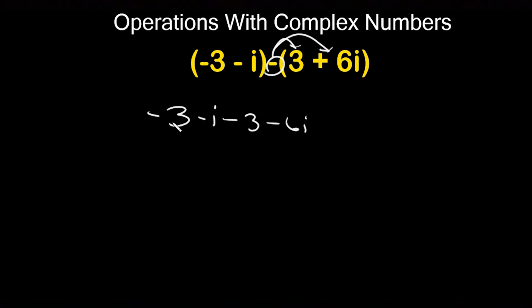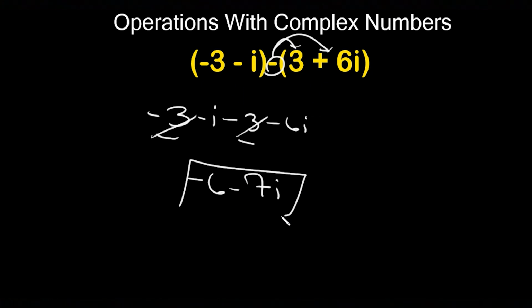And now I can go ahead and combine like terms. I have -3 and -3, that will give me -6. So gone and gone, and then I have a -i and a -6i, that will give me -7i. So again, I have a real part, I have an imaginary part, I can't combine them. This problem is now done, all right? Okay, let's try another one.